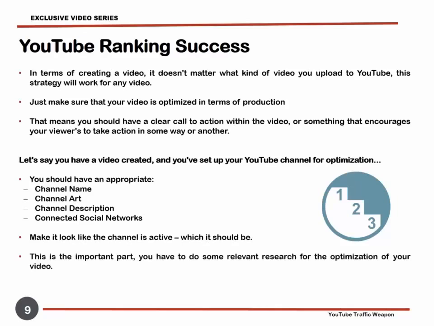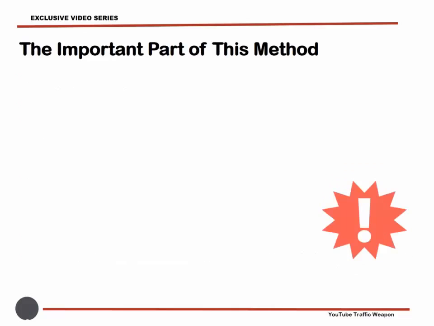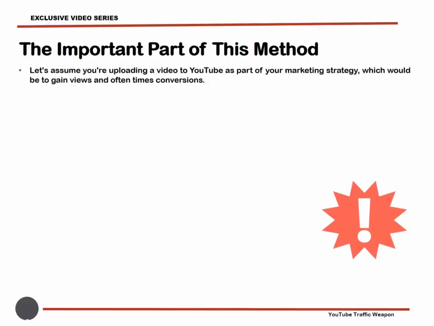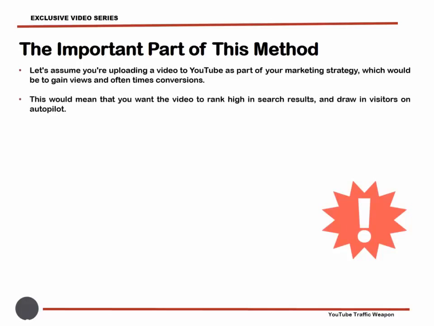Now, this is the important part. You have to do some relevant research for the optimization of your video. Let's assume you're uploading a video to YouTube as a part of your marketing strategy, which would be to gain views and oftentimes conversions. This would mean that you want the video to rank high in the search results and draw in unique visitors on autopilot.